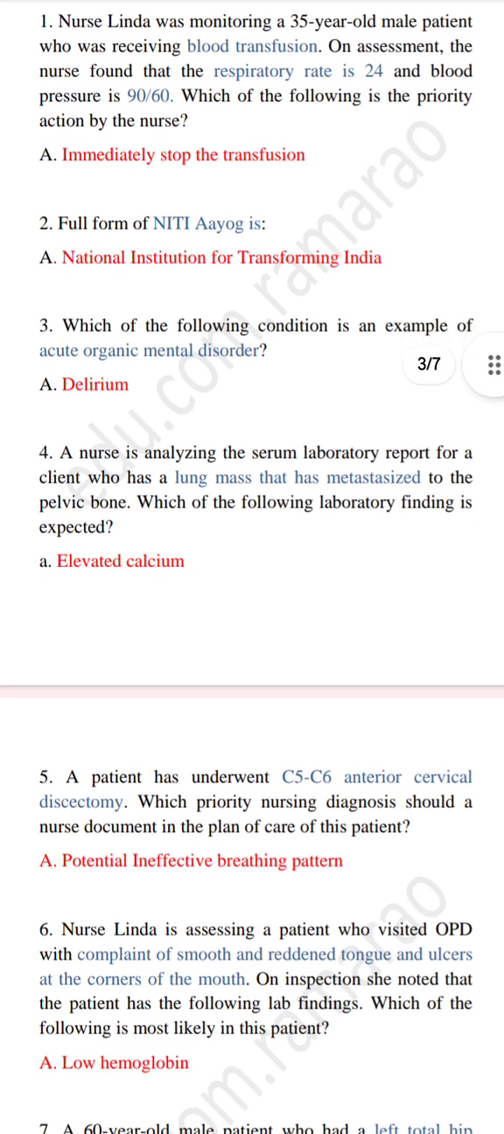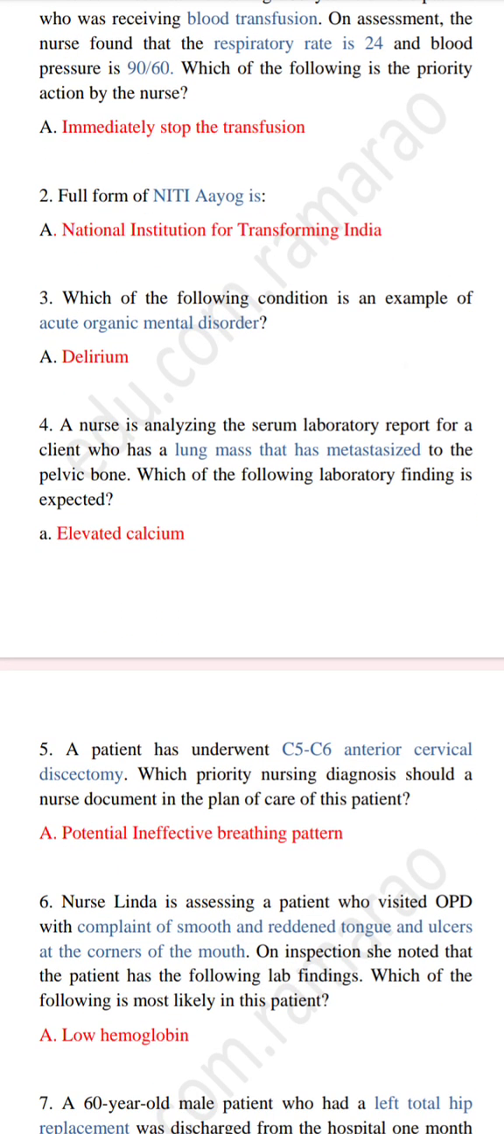Then next, fourth question. A nurse is analyzing the serum laboratory report for a client who has a lung mass that has metastasized to the pelvic bone. So, which of the following laboratory finding is expected? The answer is elevated calcium.